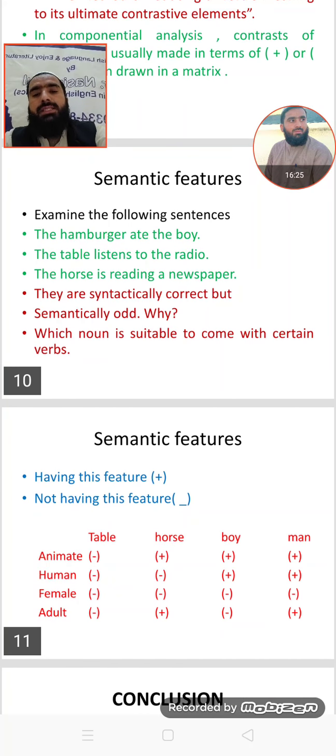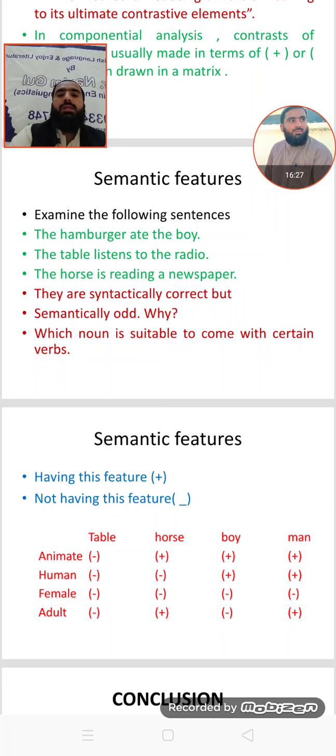Examine the following sentences. Dear students, be attentive. The hamburger ate the boy. The table listens to the radio. The horse is reading a newspaper. Like these three sentences, the hamburger ate the boy.